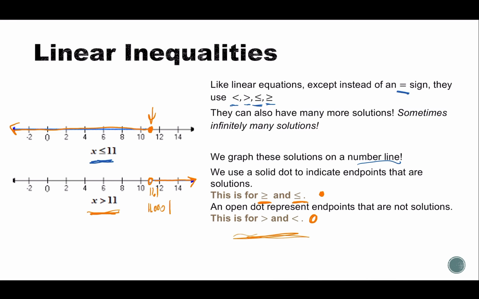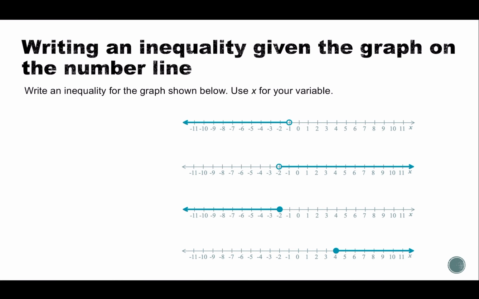So what we're going to do is go through 4 examples. We're going to look at these graphs on our number line and write the inequalities for them. And let's use x for our variables. So here we have our first example. I have -1 all the way to negative infinity. That's what's over here, negative infinity. So I know that x has to be strictly less than -1 because -1's not included and we shaded to the left.